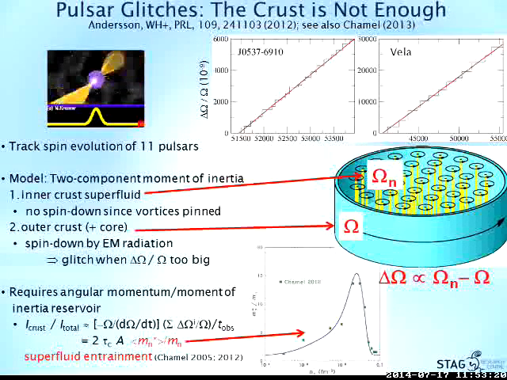That explanation requires the inside, the superfluid, to have some reservoir of angular momentum to spin up the outside part. And you can calculate what that is by looking at the data. It's just the slope of this line, the equation's here. The amount of angular momentum that I need, I can just find by fitting the measured glitches.